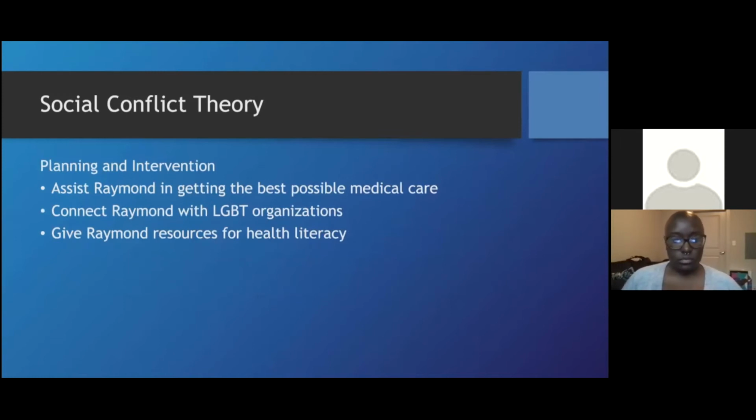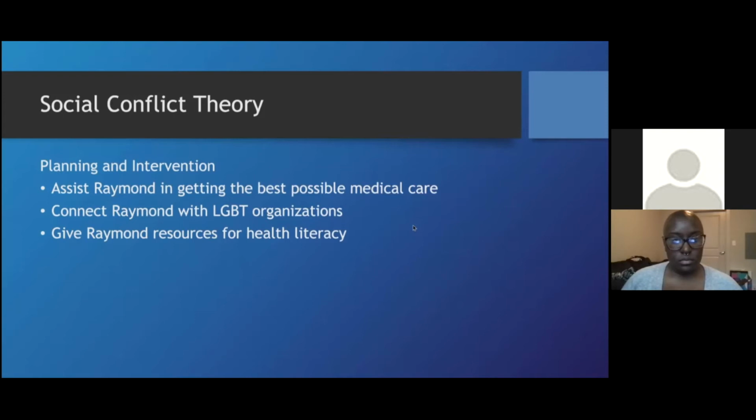For the planning and intervention phase, I think step one would be assisting Raymond in getting the best possible medical care. Like I said, he is currently going to be in a conflict with the hospital, in which the hospital wants his money. Raymond needs the best care that he should be allowed to get. So I think step one for social workers is helping Raymond to get that best possible care through navigating all of the different resources and things at his disposal.